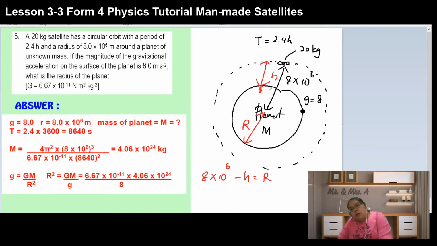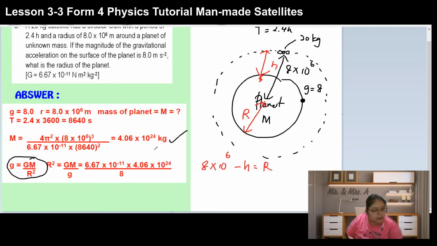So what do we need to do? We need to find the h, or you can straightforwardly find the r also. So how to find the r? You need to find the mass of the planet first. After you find the mass of the planet, you can find this one. Then you use this formula to do the calculation. What is the r? You need to square root for the final answer. So the r answer is 82 times 10 to the power of 6 meters. This is the answer. You need to square root after you do the calculation.